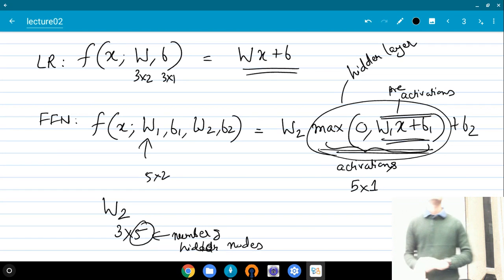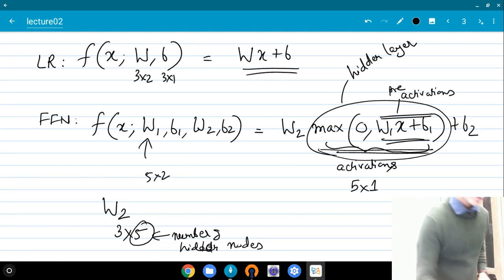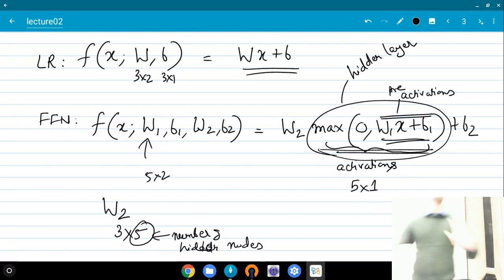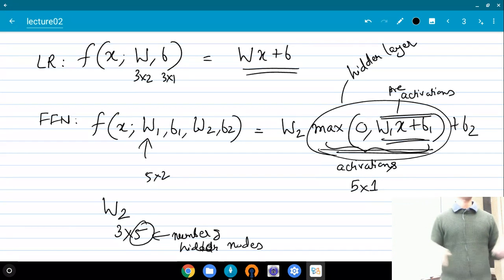Can you repeat the 5 cross 2 thing? I didn't get that. W1. Oh, sorry, it was not W1. I just chose 5 arbitrarily. So you could have chosen 10 or 50 or 100.